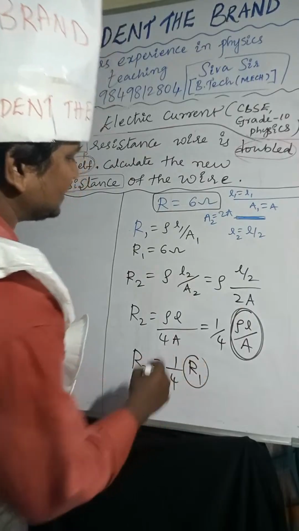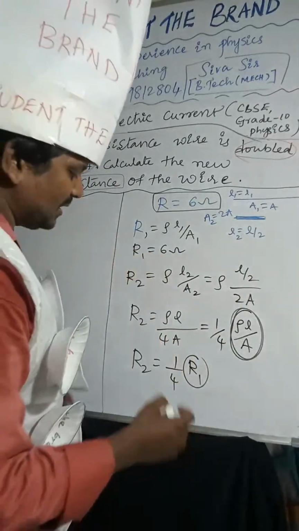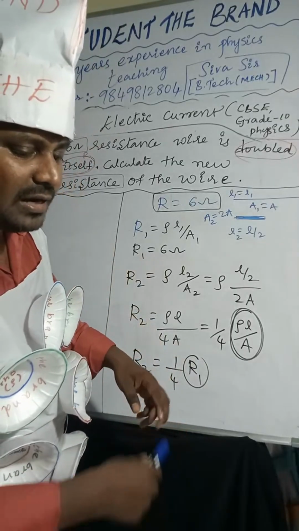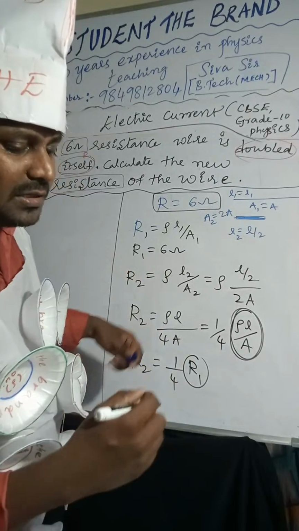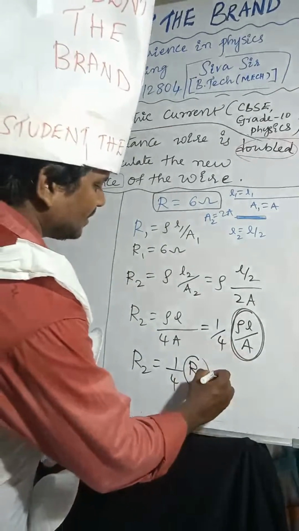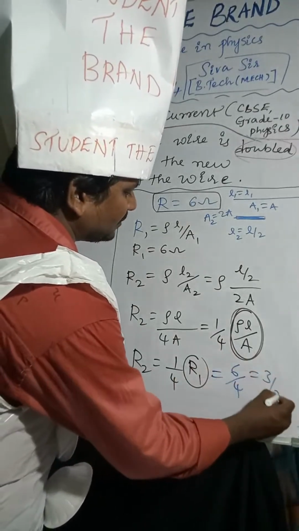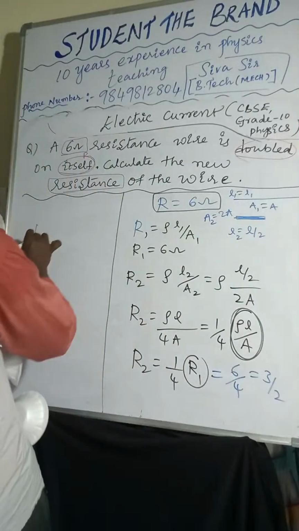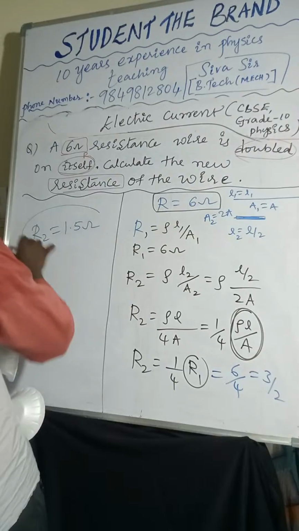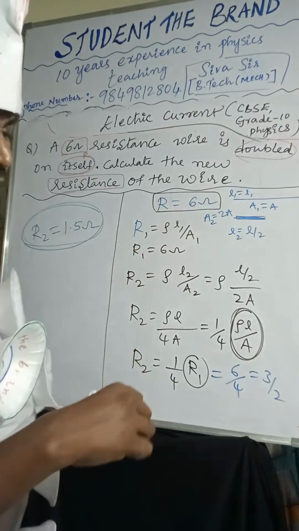R1 value, how much? R1 value we got is 6, already given in the question. So 6 by 4, that is nothing but 3 by 2. So R2 equal to 1.5 ohm.